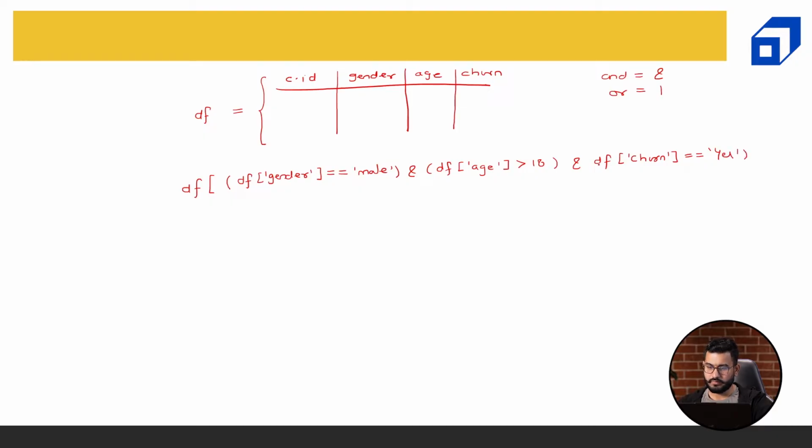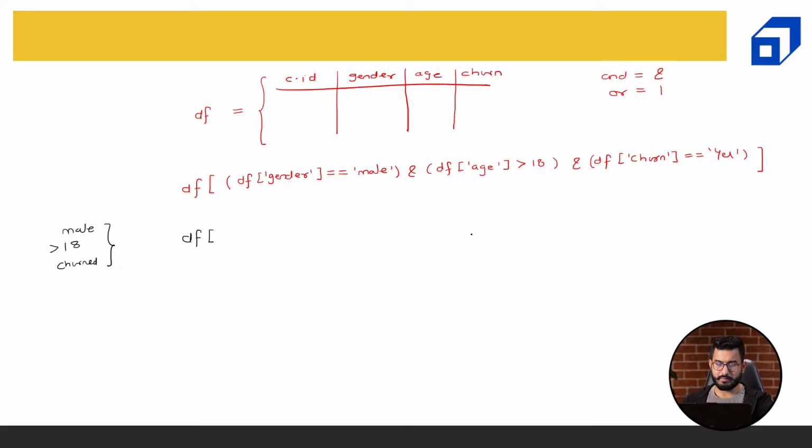Now if we closely observe what kind of data we will get given this particular code and condition, we will get those customers who are male, their age is greater than 18, and they are churned. So churn is equal to yes. I'll get these customers.